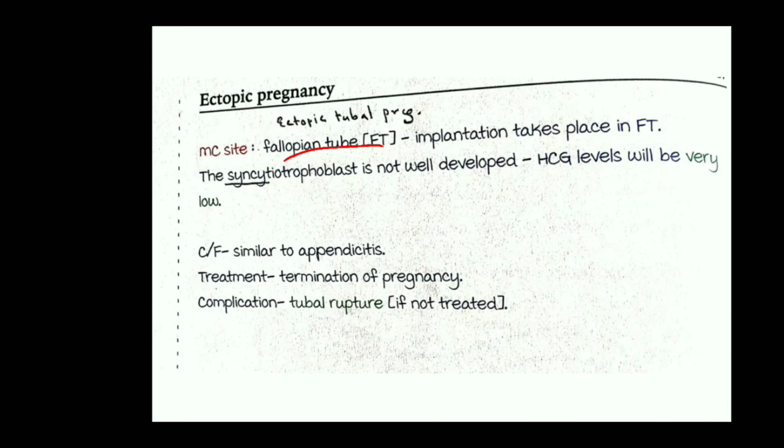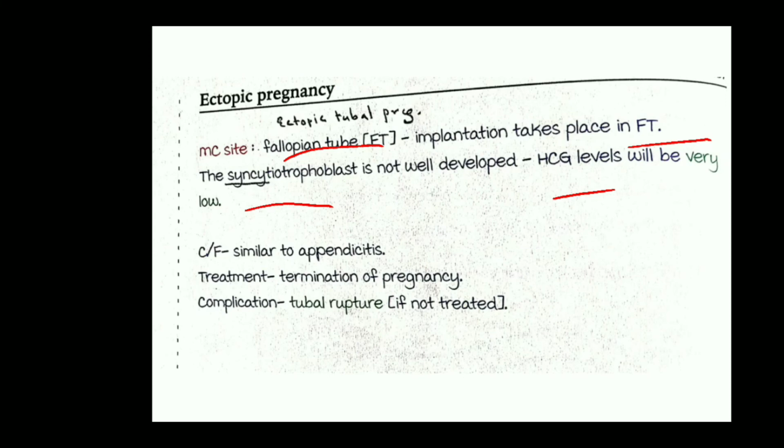tube. Because the implantation is taking place in the fallopian tube, the trophoblast, which is the outer cell mass, will further divide into syncytiotrophoblasts, and this layer will not be well developed. The syncytiotrophoblast is the layer which produces HCG. And because here the implantation is taking place in the fallopian tube, the syncytiotrophoblast layer will not be well developed, thereby the HCG levels will be very low.